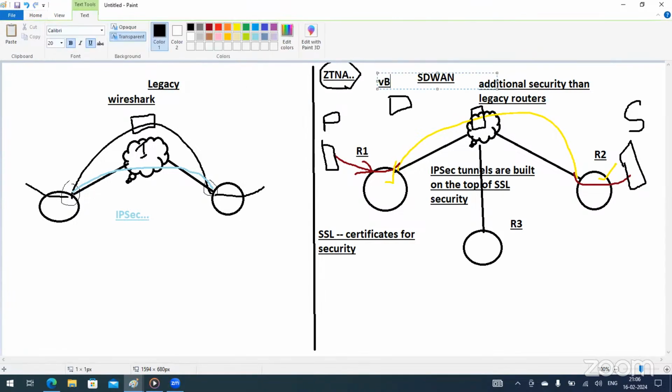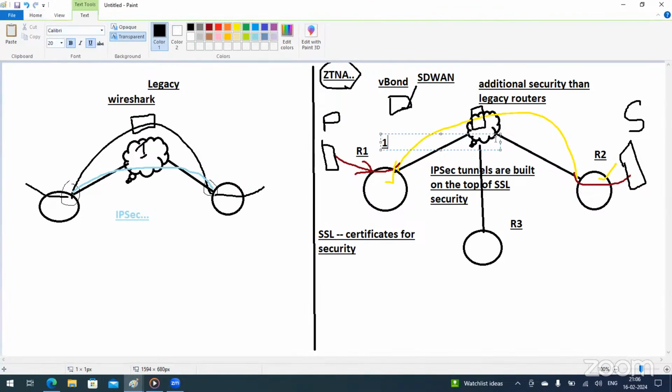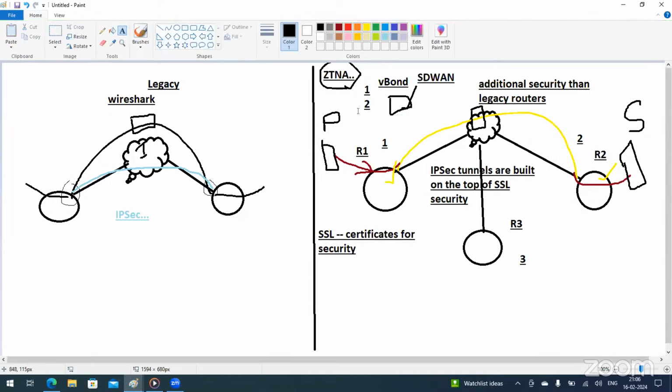in SD-WAN called vBond. It is part of the orchestration plane, right? So at this device, we need to whitelist the serial number of all the devices. Say R1 has serial number 1, R2 has serial number 2, R3 has serial number 3. This device vBond must be aware of the serial number of all the devices. If we assume serial number 3 is not available at vBond, right? Then these devices 1 and 2 won't be able to form this IPsec tunnel with R3.